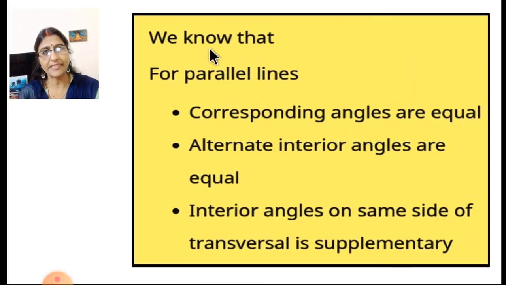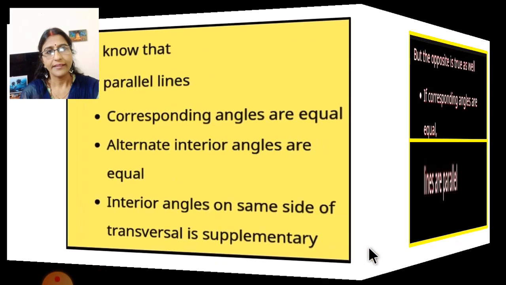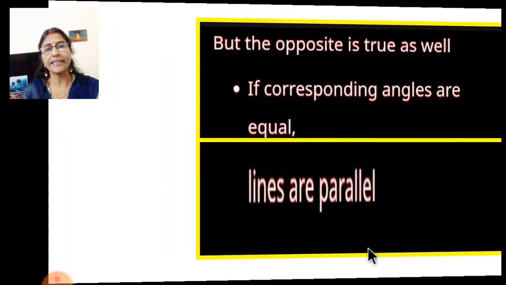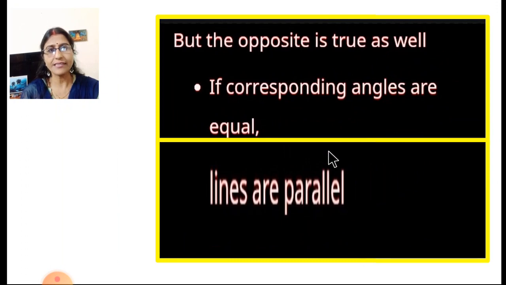In the previous presentation, we know that for parallel lines, corresponding angles are equal. Alternate interior angles are equal. And then we have learned interior angles on the same side of the transversal are supplementary, that is 180 degrees. Now, the opposite is true as well. Means if corresponding angles are equal, then the lines are parallel. Let us understand this.